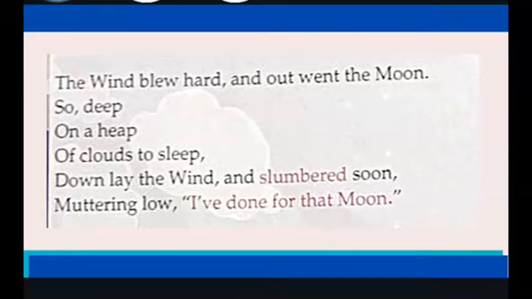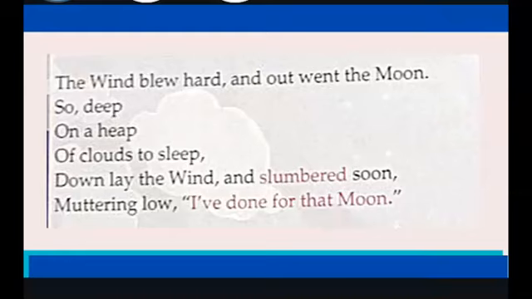Coincidentally, the moon disappeared behind a heap of clouds. Okay, now this was a coincidence, and the wind thought that because he blew hard, the moon has disappeared. So now the wind is very happy and goes off to sleep.